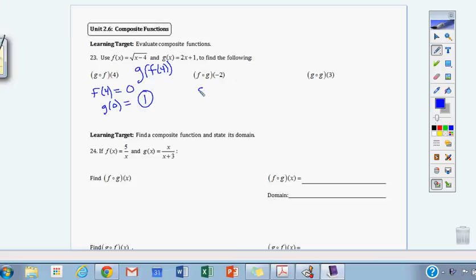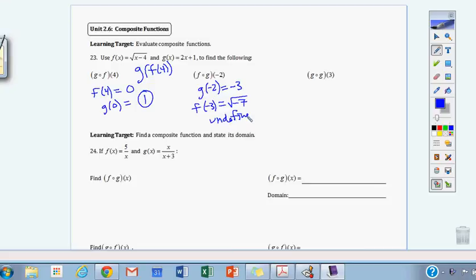G of negative 2 this time, so g of negative 2, so that's negative 4 plus 1. That's going to get you a negative 3 when you put that into that function. And then if we do f of negative 3, oh yeah, I remember I wanted to throw one of these in you. This gets you a square root of negative 7. So what happens there? That's actually undefined.